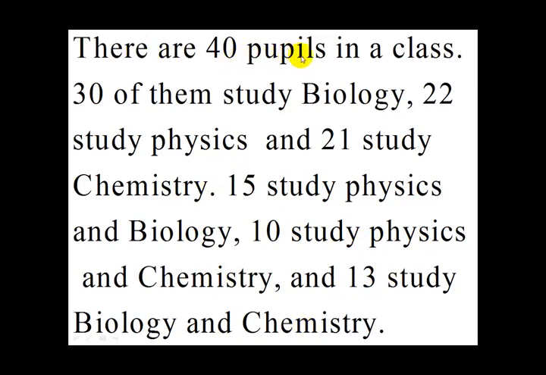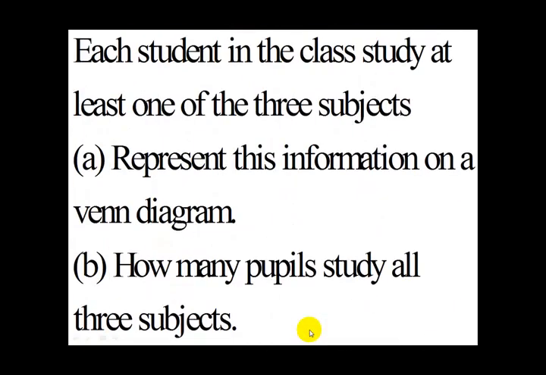There are 40 people in a class. 30 of them study Biology, 22 study Physics, and 21 study Chemistry. 15 study Physics and Biology, 10 study Physics and Chemistry, and 13 study Biology and Chemistry. Each student in the class studies at least one of the three subjects. That means that region H equals 0, because each student in the class studies at least one of the three subjects.